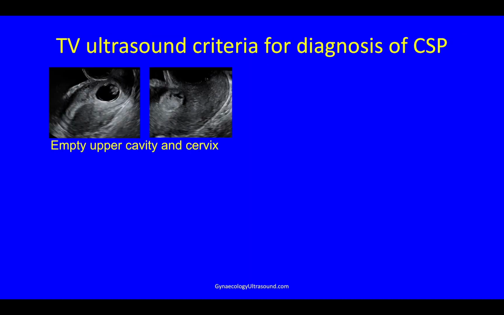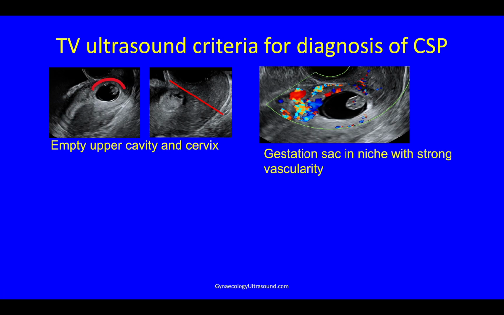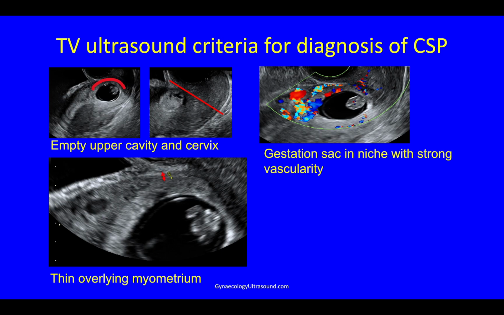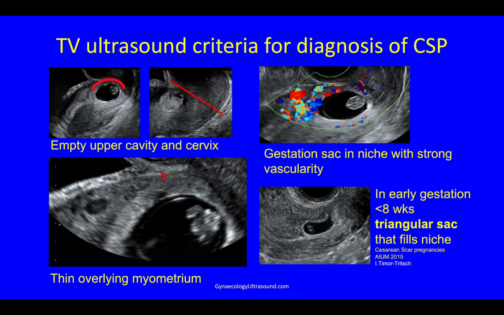So in a little bit more detail, an empty upper cavity and an empty cervical canal, and through this line you can realize the difference where the bladder attaches to the cervix. This is cervix and this is uterus above it, and so a scar pregnancy will be just above the line of the internal os. And here is the gestation sac in the niche with strong vascularity, thin overlying myometrium. And this is a really important sign. In early gestation, less than 8 weeks, you might see a triangular sac just there that fills the niche. We learned that from Ilan Timor-Tritsch.